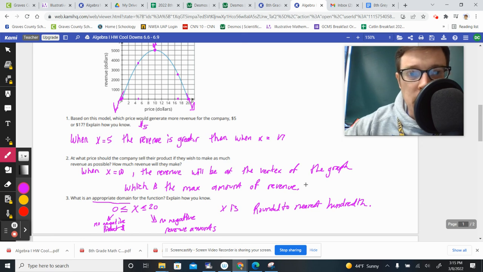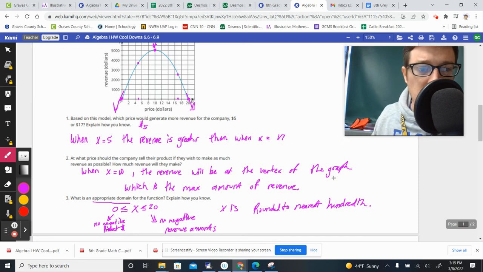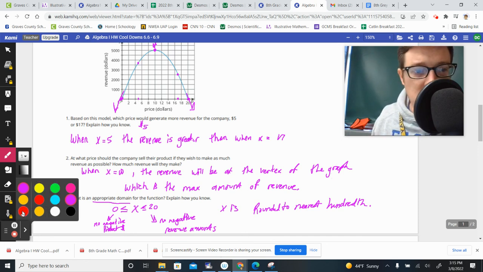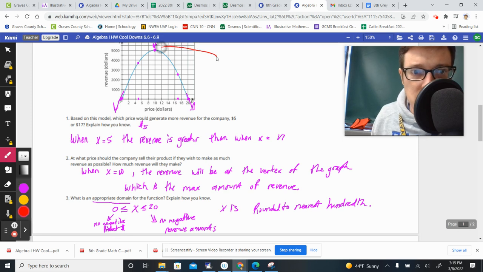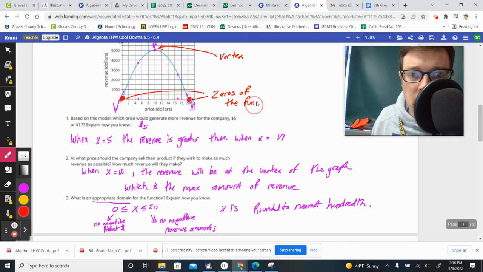And for those of you that missed it, we talked about a couple of different things that were mentioned on here. One of the big things is the vertex, which is the top point of the hill or the bottom part of the valley, whichever you're talking about. It's going to be either a maximum or a minimum depending on the problem. And then we also talked about these things right here that I'm going to highlight in red. These are called zeros of the function.